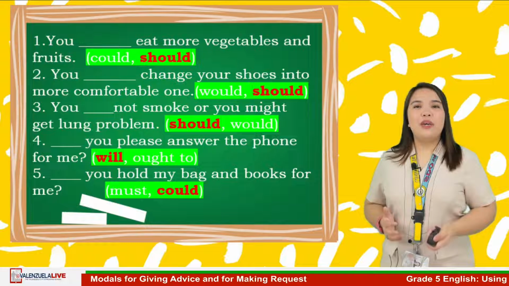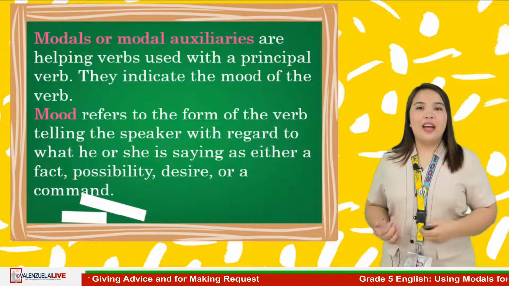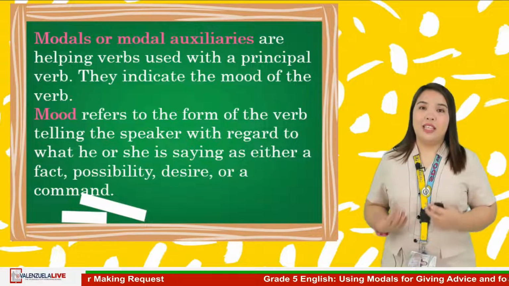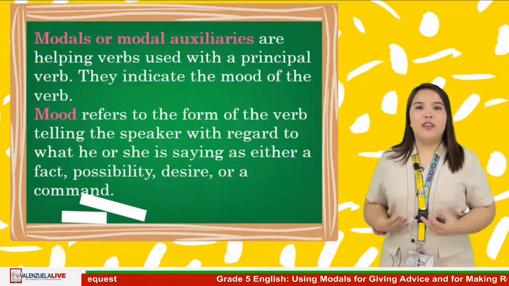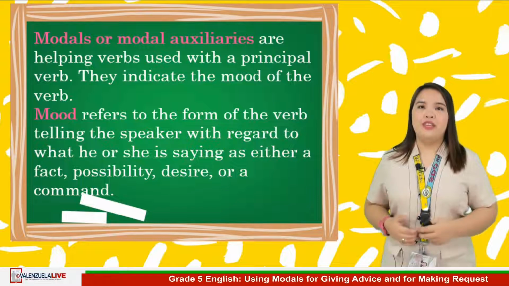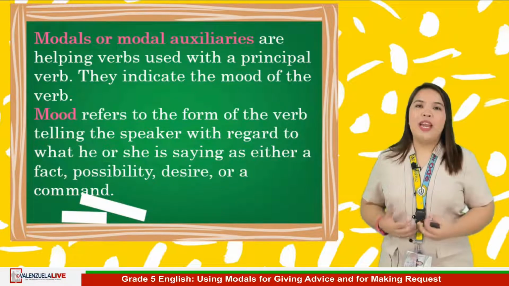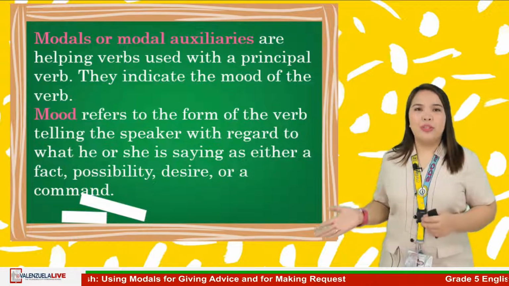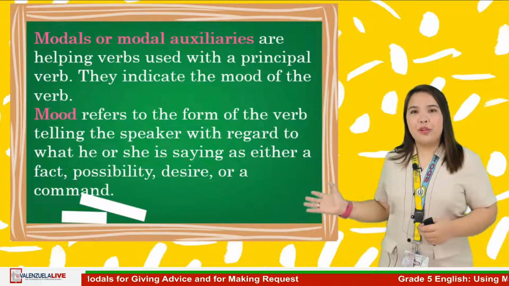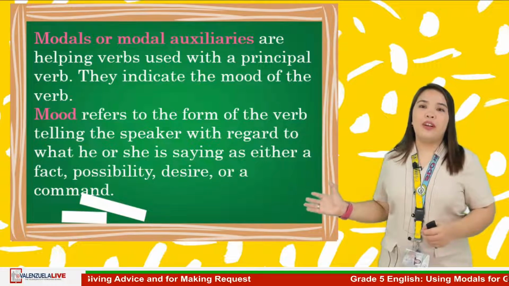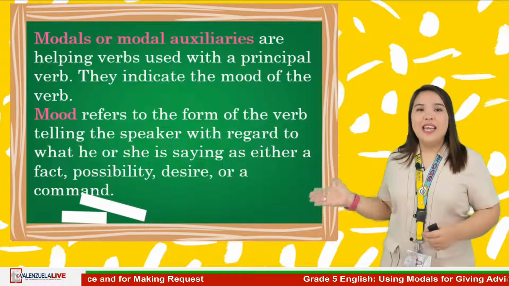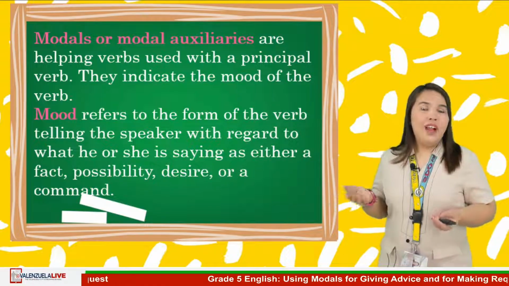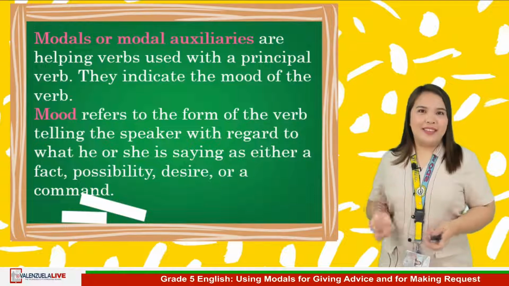Okay, the following words that we had a while ago are what we call modals or modal auxiliaries. Modal auxiliaries are helping verbs used with a principal verb and they indicate the mood of the verb. When we say mood, it refers to the form of the verb telling the speaker with regard to what he or she is saying as either a fact, a possibility, a desire, or a command.